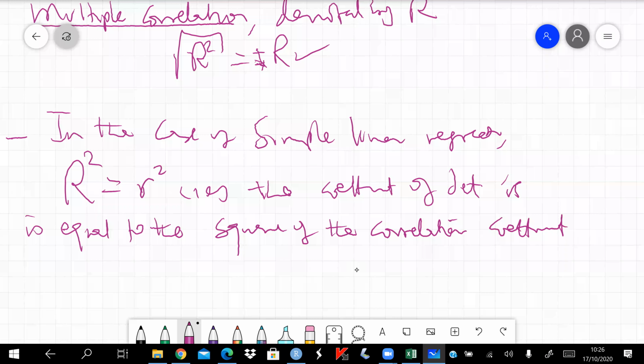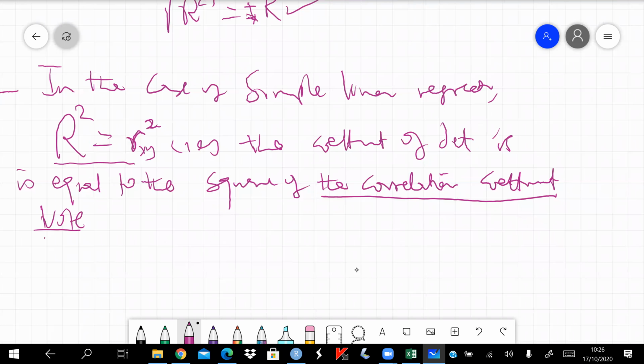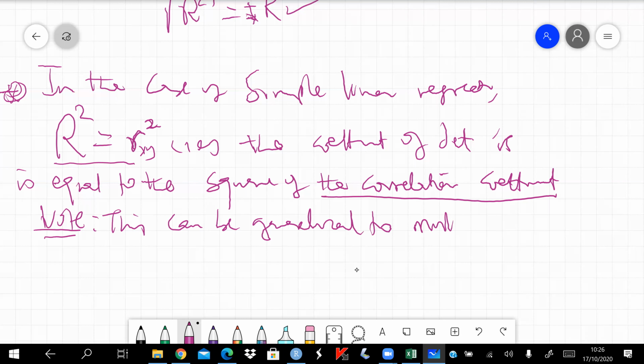Is equal to the square of the correlation coefficient. Maybe if I said xy, this is a correlation coefficient. So once you take it, you square, you will get the coefficient of determination. But this statement here cannot be generalized to multiple regression. You cannot generalize this statement to the case of multiple regression. So that statement is only true in the case of simple regression.